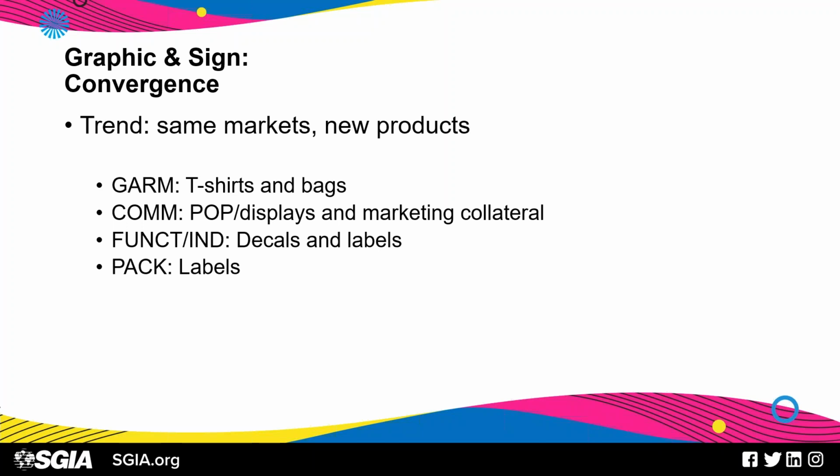So those who serve the garment decoration industry provide t-shirts and bags. On the commercial side, it's all about point of purchase and displays and marketing collateral. On the functional and industrial printing side, it's all about decals and labels, which of course dominate the packaging segment.